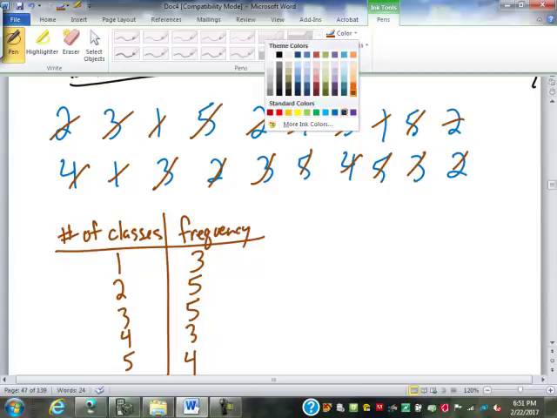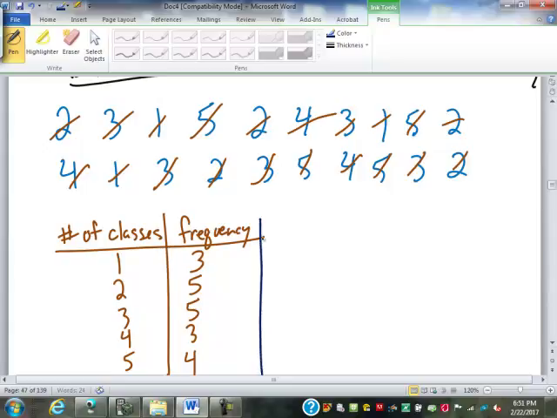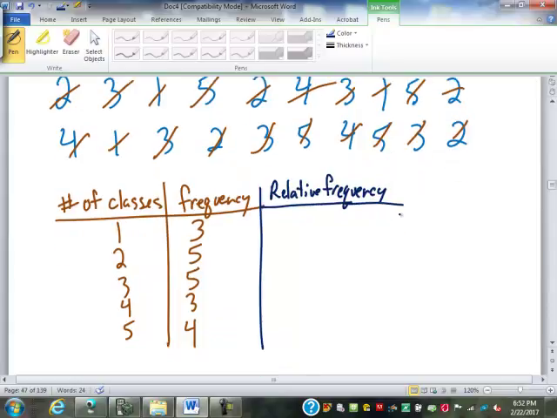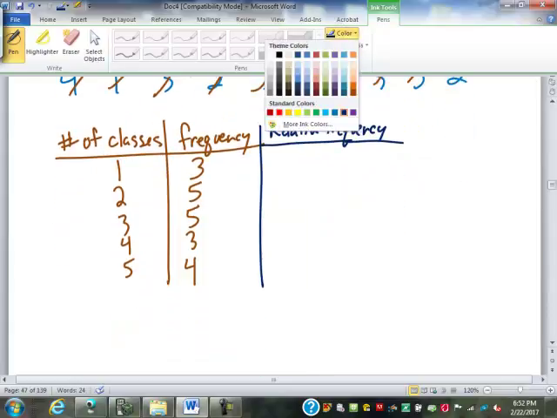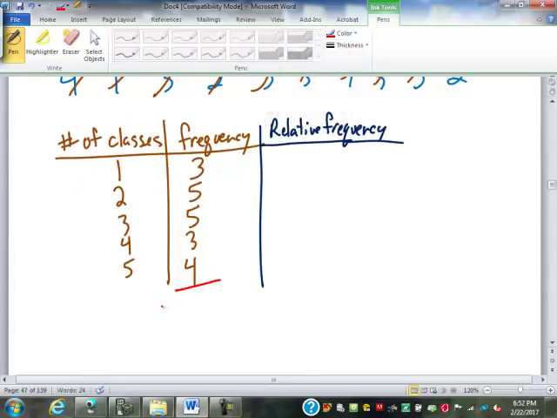Just like with our categorical data, we can do a relative or percent frequency. I'm just going to say relative frequency, and we know that that can be quickly converted into a percent. Same process, we have to start out with a total. We add up the frequency column, we get a total of 20. So the relative frequency, this is going to be 3 divided by 20. So 0.15.